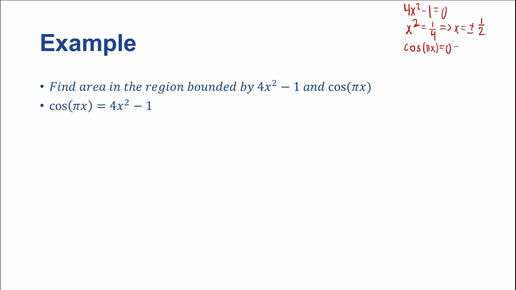So that means that the x values for our cosine zeros, the only zeros that are going to be important, are, of course, plus or minus 1/2. And of course, we can see these zeros are our intersection values. So we have the zeros of the parabola and of the wave at plus or minus 1/2.